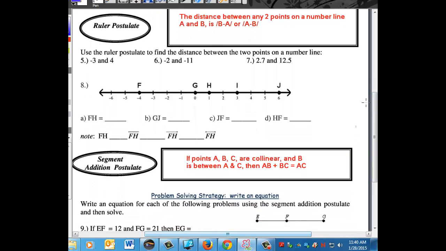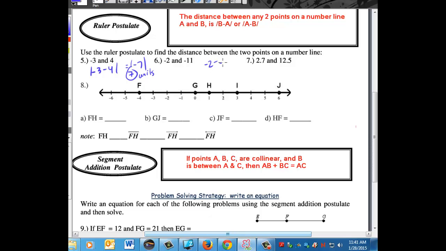Alright, so down below we're being asked to use the ruler postulate to find the distance between these 2 points. So again, you have options. You can say negative 3 minus 4 and take the absolute value. That gives you negative 7, which turns into positive 7. You can also just count from negative 3 to 4. 1, 2, 3, 4, 5, 6, 7 units. So again, it's nice to have options.